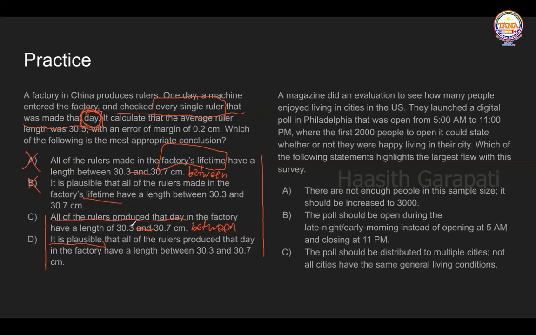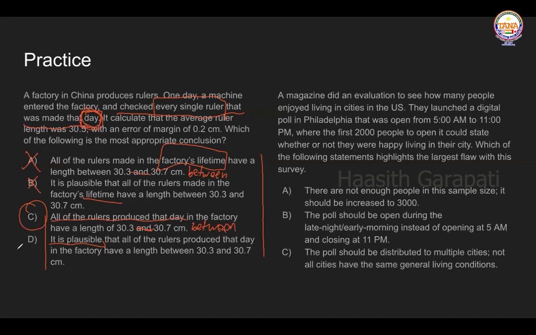Because if we say it is plausible, there's no way we can be wrong because we're just making an assumption, right? Well, that is incorrect actually, because we only said it is plausible because we took a sample. In this case, we checked every single ruler. The machine checked every single ruler. That's not a sample, that's just the whole population. So in this case, we are allowed to talk about every single ruler produced that day. Therefore, C is the best answer.